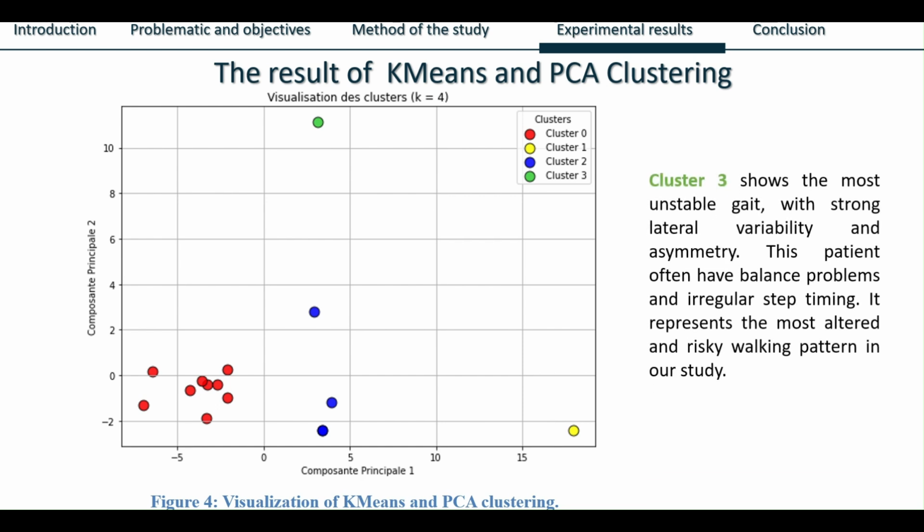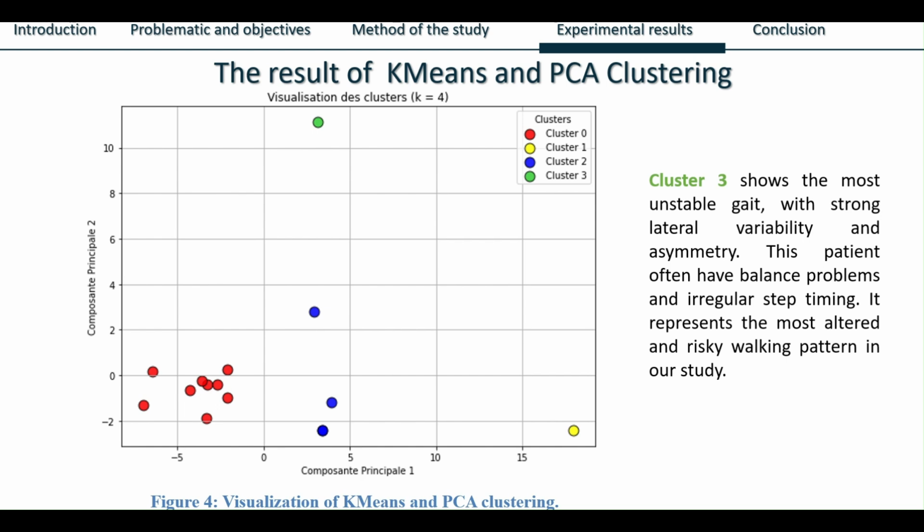The green one shows the most unstable gait with strong lateral variability and asymmetry. These patients often have balance problems and irregular step timing. It represents the most altered and risky walking patterns in our study. These clusters match known MS symptoms such as spasticity and ataxia. They give us objective ways to measure how the disease affects walking.